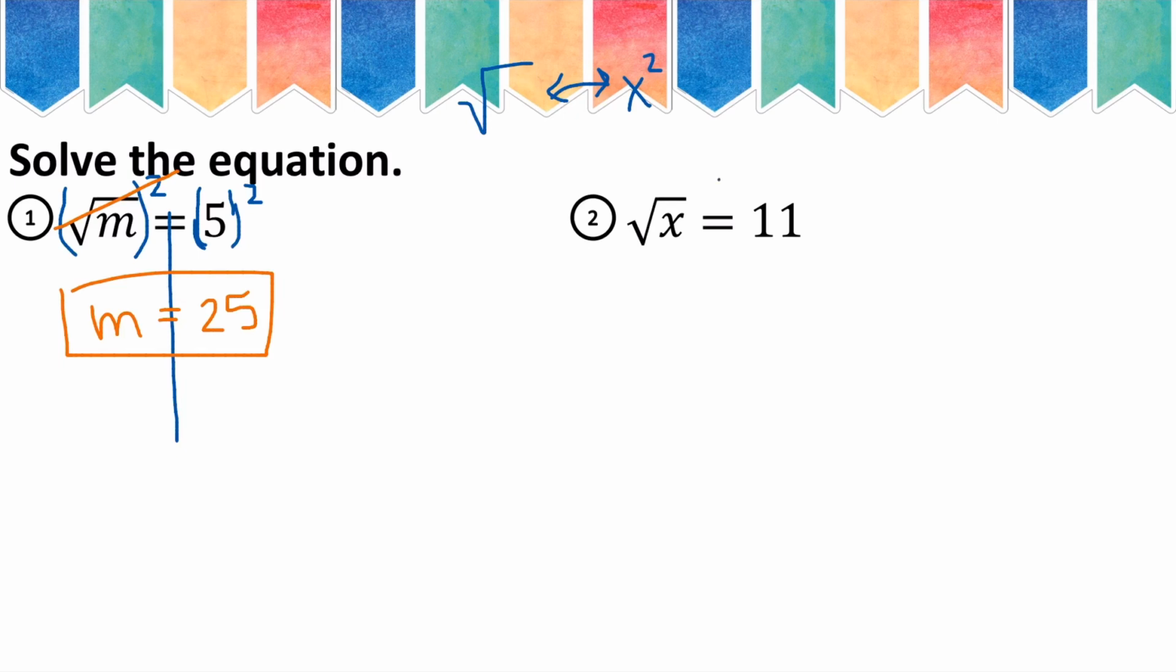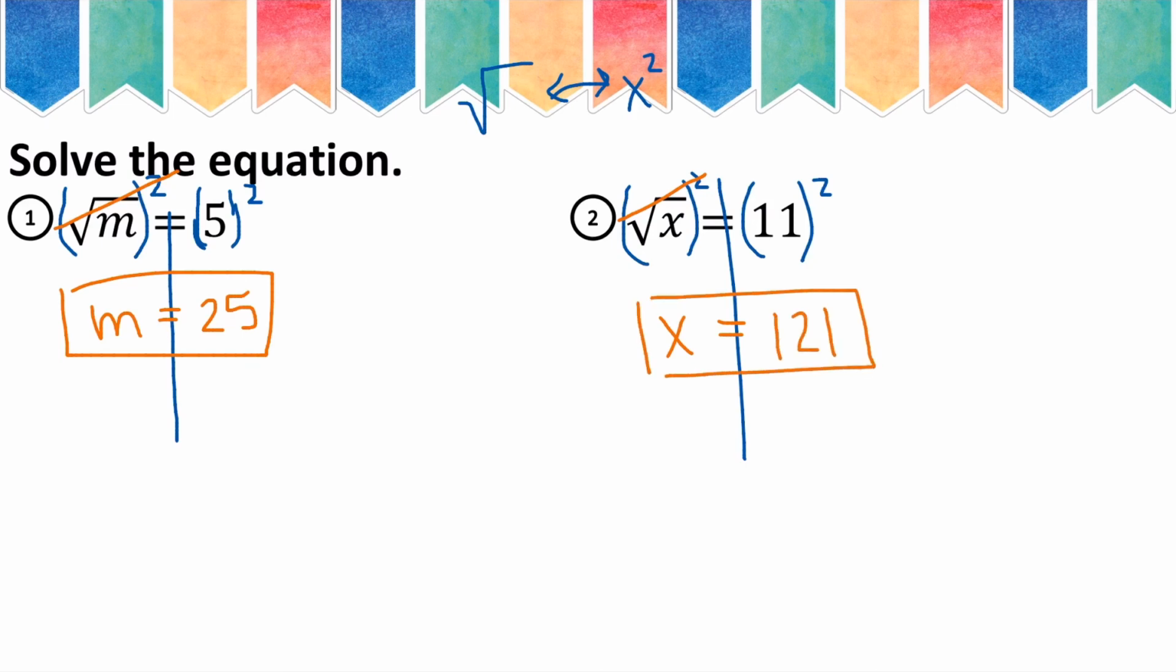In our second example, again, I have the square root, so the opposite would be squared. And we always like to put those parentheses. A square root and a square cancel, so the x comes down. And 11 squared is 121. So x equals 121.